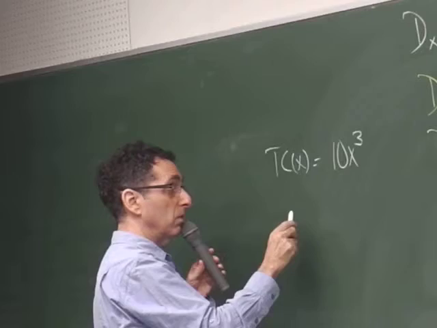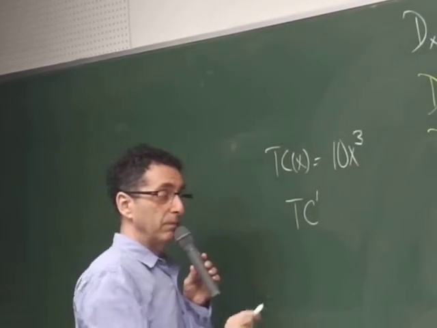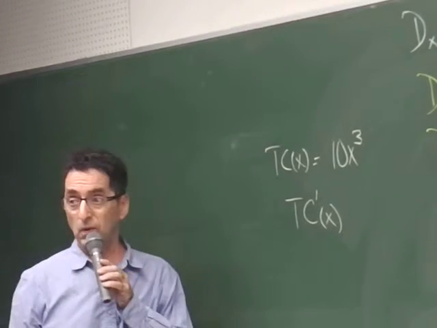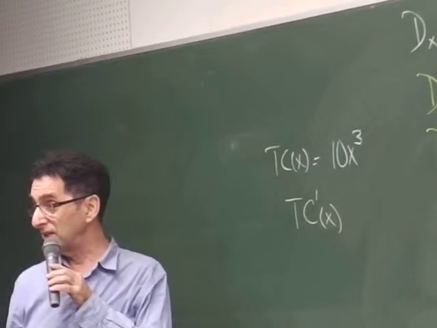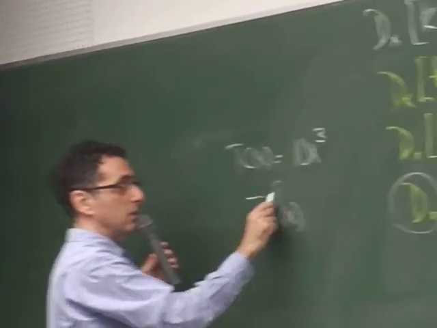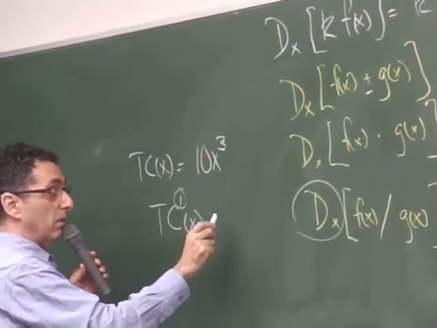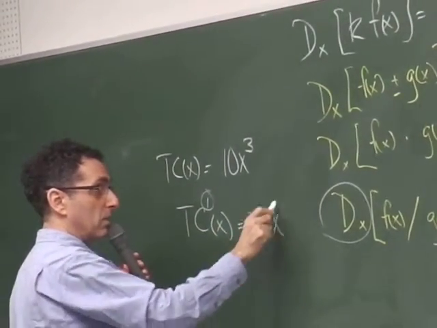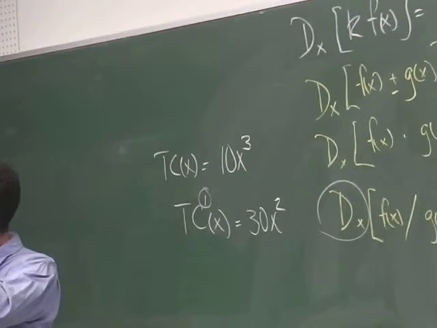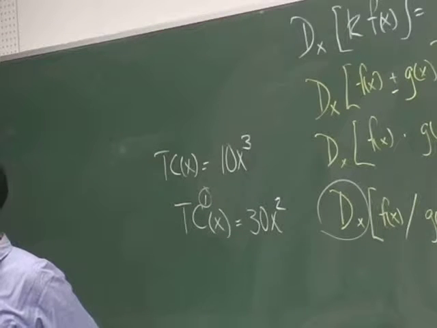Now we find the derivative, which we can write as total cost prime. That's one of the notations for derivative. We have lots of different notations for the derivative. This is one notation, but this is using the prime as another one. So if we just said it was 30x squared, what does the derivative tell you if the function represents cost or total cost?